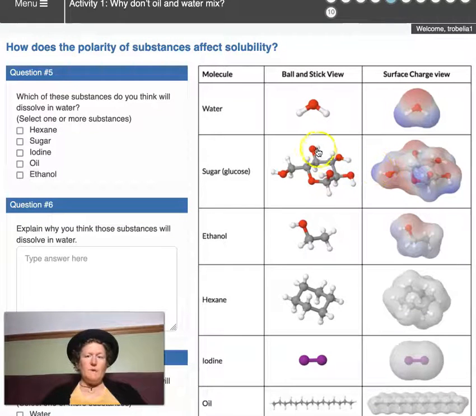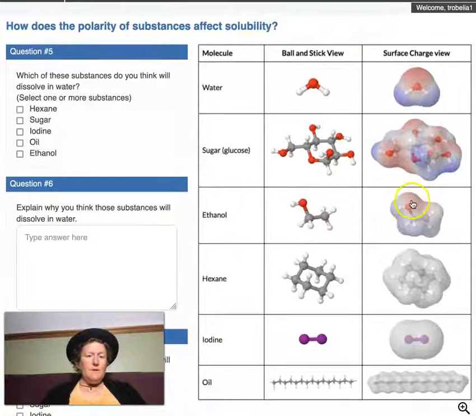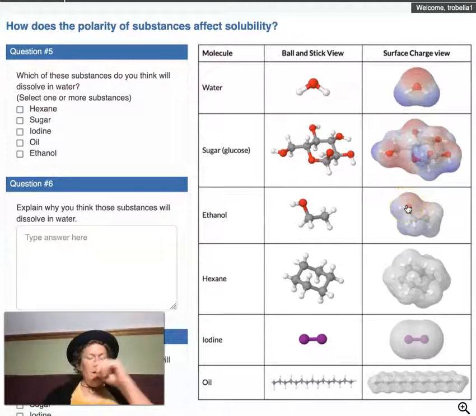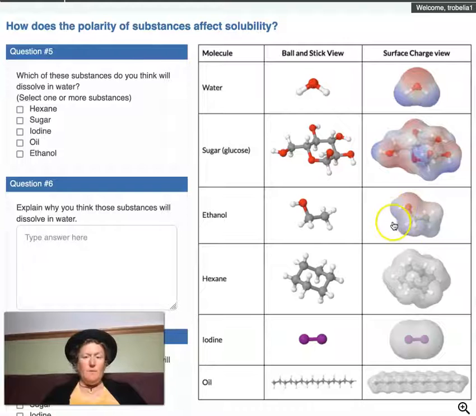Sugar is polar. It's got these oxygens in here hogging the electrons and creating little bits or spots of negativity. And then everything else is the blue, which gets positive. Ethanol has an oxygen in it, so it has that polar. It has negative and positive areas. These blue areas are a little bit positive because the electrons are hogged by oxygen.